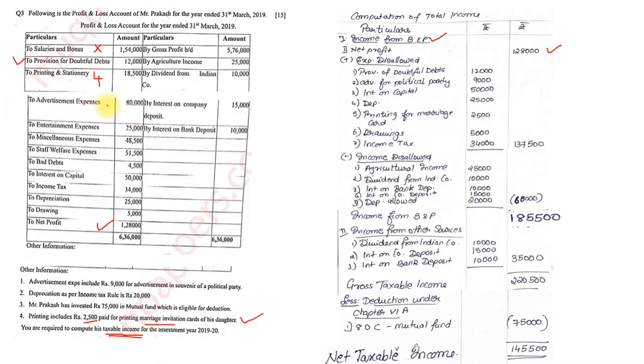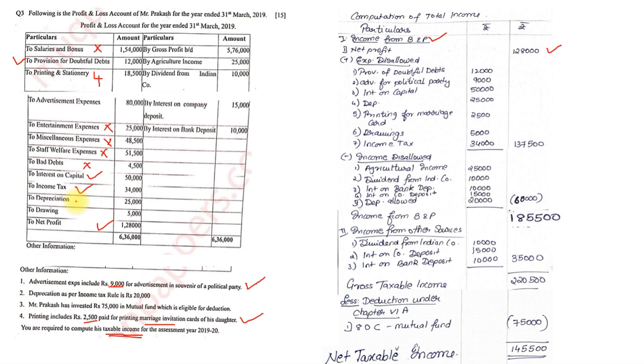Advertising expense shouldn't appear in the sum, it's a business expense. But advertising expense includes 9,000 for advertisement in a souvenir of a political party. That's personal, will appear in the sum. Entertainment allowance is a normal business expense, shouldn't come. Miscellaneous expense, again business, shouldn't come. Staff welfare, normal business, cannot come. Bad debts, normal expense, cannot come. Interest on capital is personal, will appear. Income tax is personal, will appear.